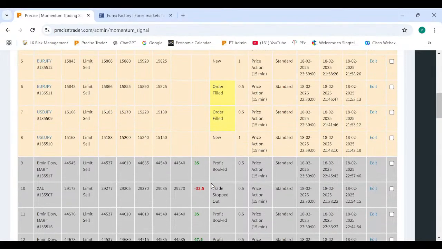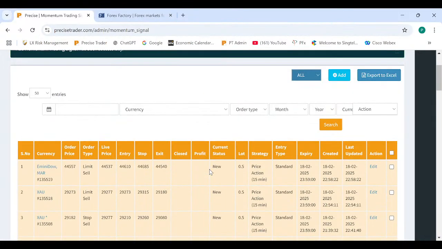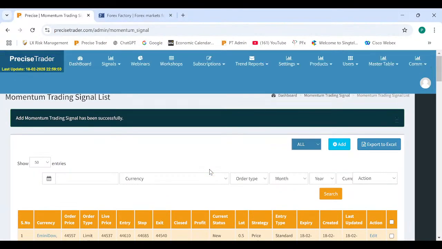Okay, I think the Dow, I think we made 3 times profit. I think this is more than enough to cover our gold losses. Let's give 1 more minute. Okay, 1 more minute, then we will see.